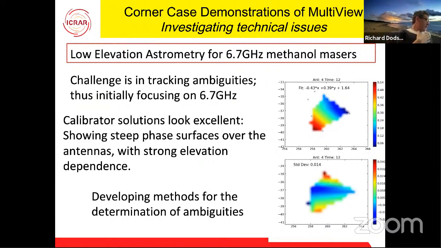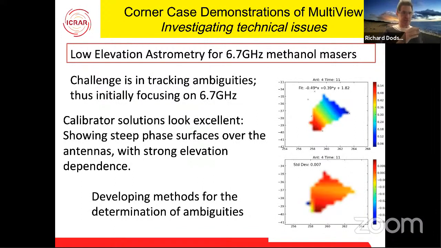The residuals are very clearly in the elevation. So I think we're really seeing a second order in the sec-Z effect, so we should be able to improve on that. But the main challenge is developing methods for dealing with, or making sure you haven't lost, any of the ambiguities.